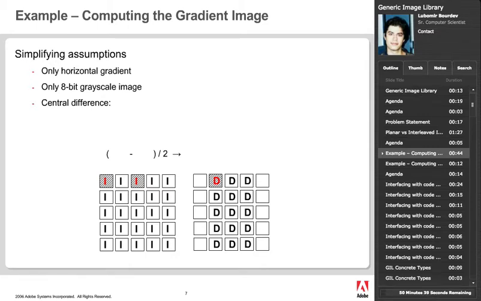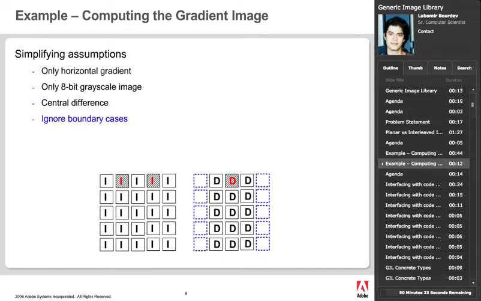In other words, the central difference. We do that by taking the difference of the two neighbors, dividing it by 2, and storing the result into the destination pixel. Then we move to the next pixel. Let us also ignore the boundary cases. The goal here is not to write a good gradient algorithm, but to show you how to use GIL.